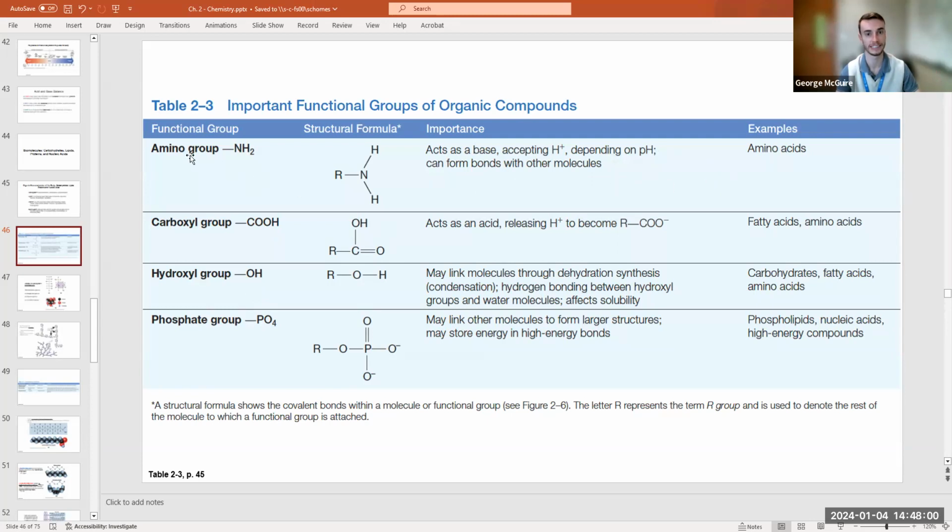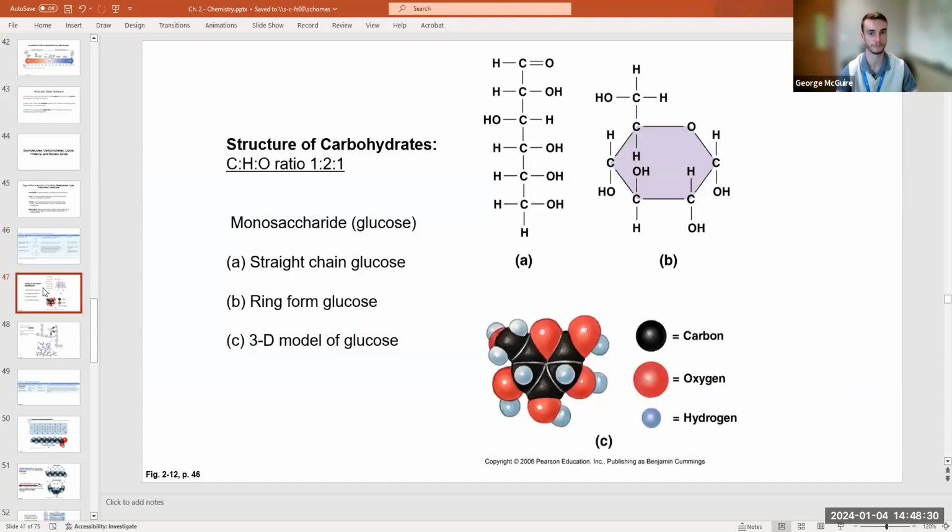Right? So amino acids have an amino group, that's the name, that's what makes up proteins. Both fatty acids and amino acids have a carboxyl group. Carbohydrates, fatty acids, and amino acids all have at least one hydroxyl group. And then phospholipids, nucleic acids, and ATP, which is our last biomolecule that we'll talk about, all have phosphate groups. So phosphates are really great for energy, as well as adding a polar portion to a molecule.